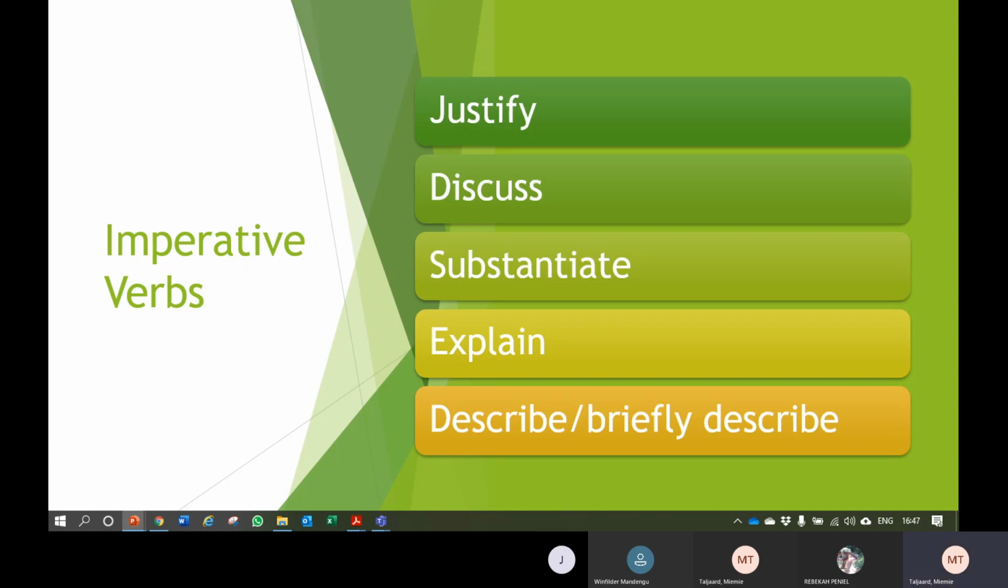Substantiate is a verb that we use when we want the student to have a theory or an opinion or a probable solution. And then you have to give a reason.